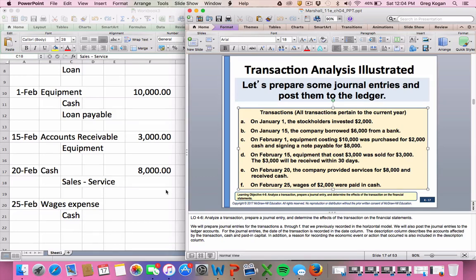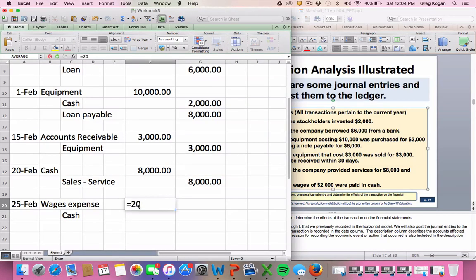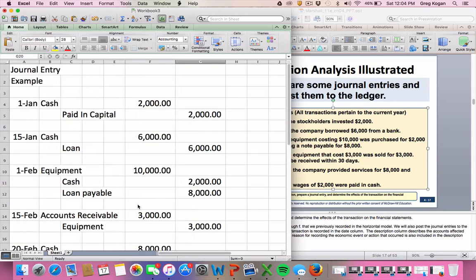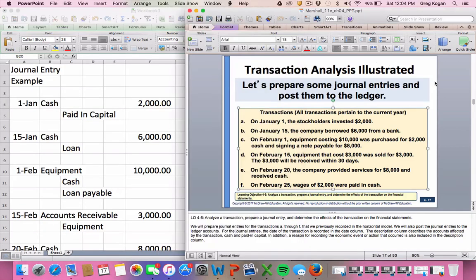Wages of 2,000 were paid in cash, so all expenses are a debit. So that's going to be a debit because cash leaves, that's a credit. Sometimes you can figure out one side of the debit credit if you know the other. So if you know, hey, cash is leaving because I paid something, oh okay, that's a credit. Then I know expenses must be a debit. So this is a summary of an example of how to work with journal entries.